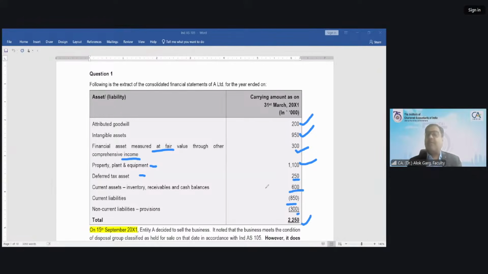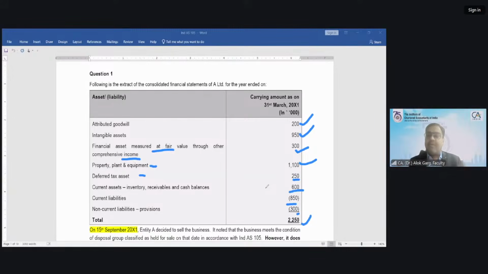These are the values which are given for a disposal group held for sale. A lot of assets and liabilities are there, correct? So, friends, when it is an individual asset held for sale in Ind AS 105, it should always be a non-current asset. So that asset should always be a non-current asset for becoming a non-current asset held for sale.